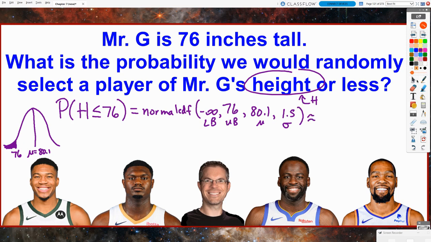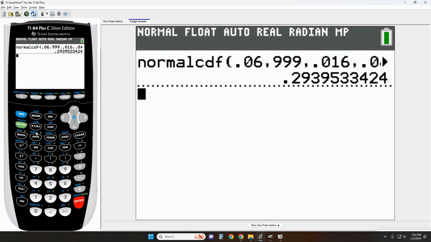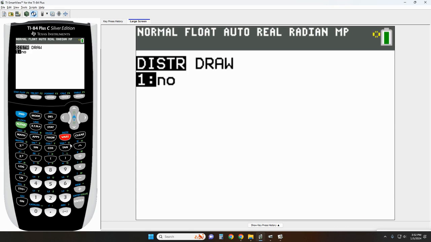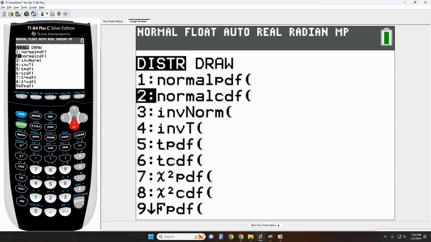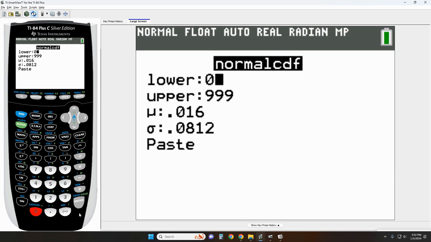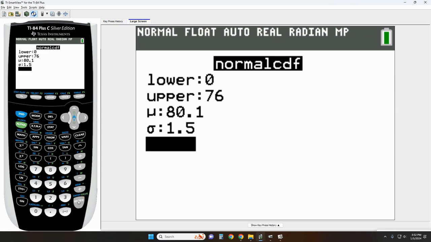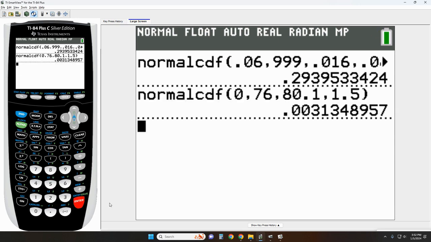What does that, pray tell, give us? So normal CDF. Really, we can start at 0. No harm, no foul there. Get it? No foul. That's a basketball term. What do we say was the mean? 80.1. And the standard deviation was 1.5. Okay. So what's that going to come out to be? We get a very small probability.